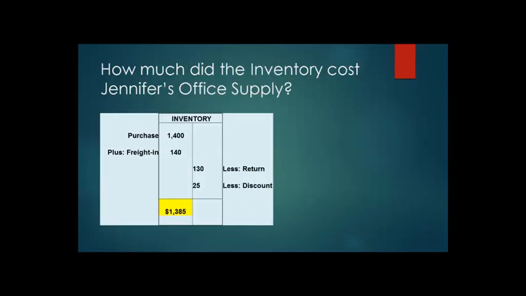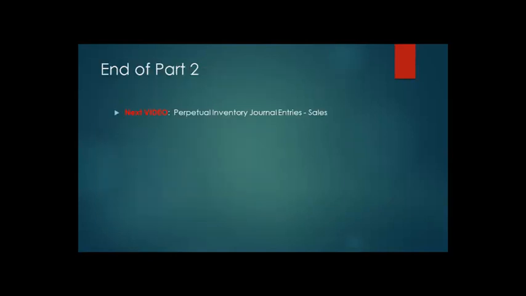So what's the final cost of this purchase? We had the purchase price, the additional freight, the return, and the discount. So it totals up to $1,385. This is the end of part 2. Our next video will be Perpetual Inventory Journal Entries, the sales side of the transactions.